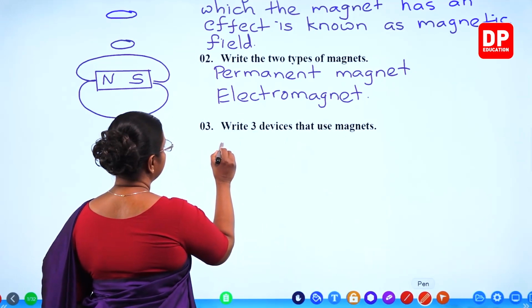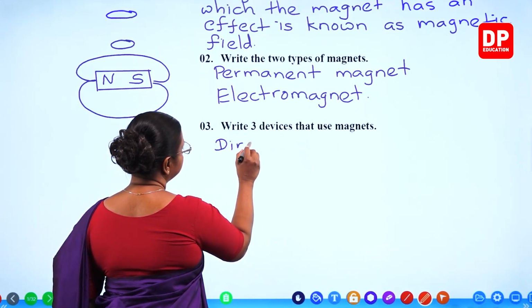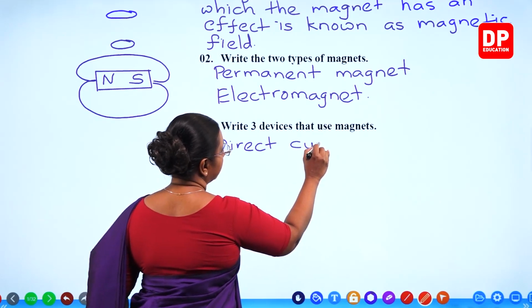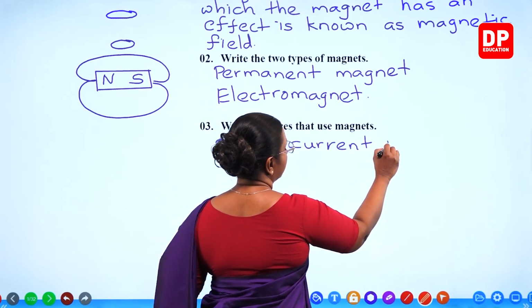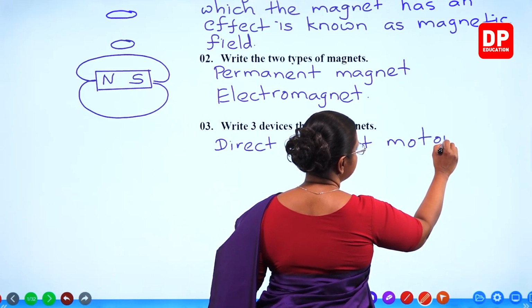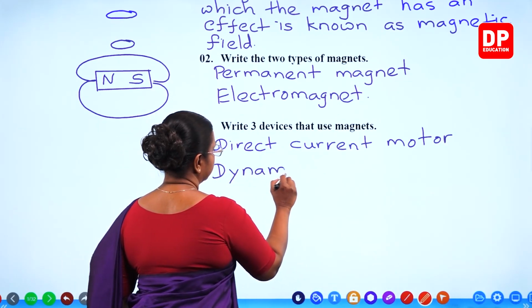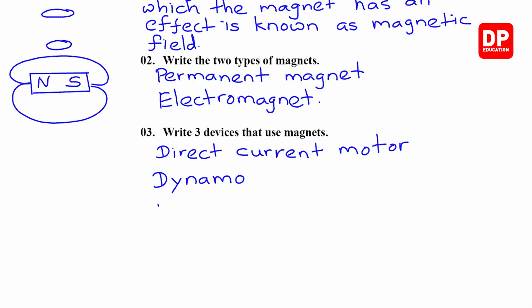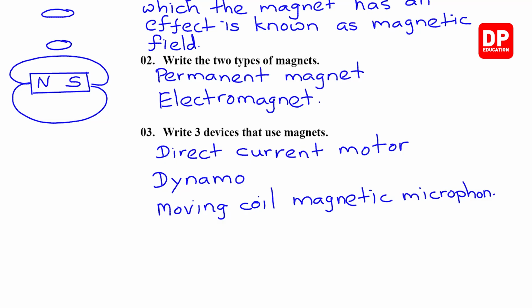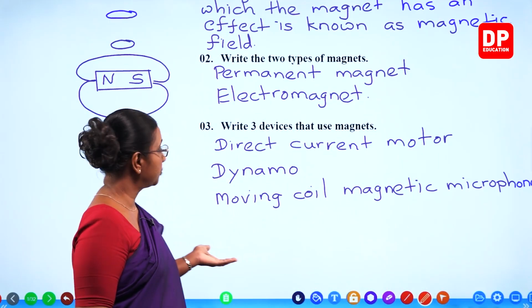So here I will say direct current motor, or you can write it as DC motor, then dynamo, and let's say moving coil microphone, moving coil magnetic microphone. You can even write the loudspeaker also.